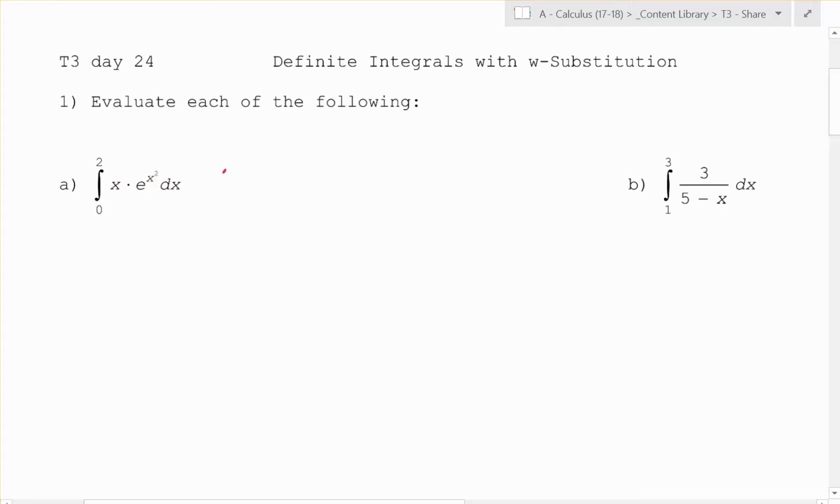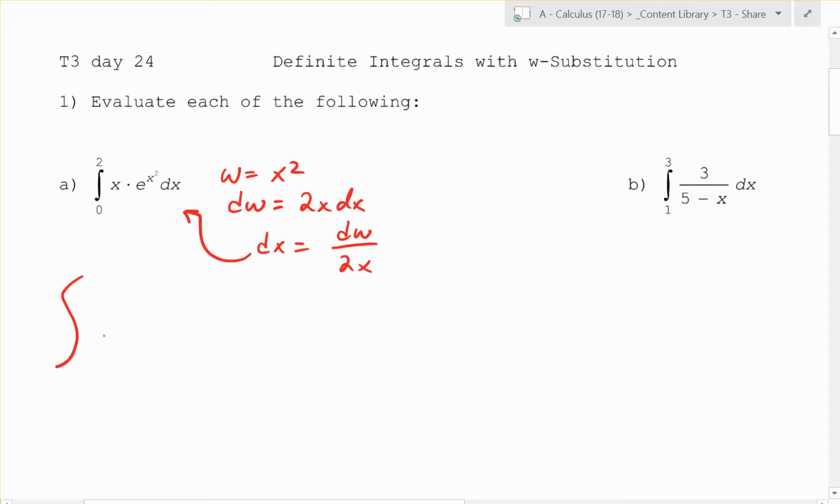We're going to pick w equals x squared, do the derivative, get dw equals 2x dx, and isolate dx. So we get dx is equal to dw over 2x. And now we do the substitution. So we do the integral of x e to the x squared, where x squared is w, because that's the substitution we're making right there. So we continue and get, instead of dx, dw over 2x.